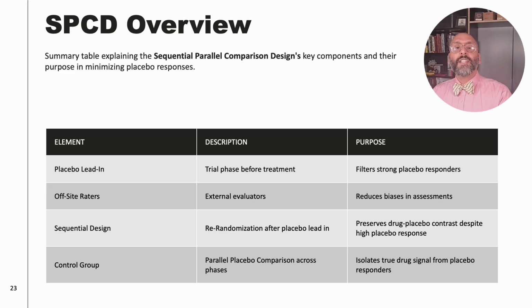The way this is done is, first, a placebo lead-in phase identifies patients who respond strongly to placebo alone. Now those patients are not ignored, they're just handled differently in the second phase so they don't overwhelm the signal. Second, the sequential re-randomization allows researchers to compare outcomes across phases. That preserves the statistical power even when the placebo response is high.